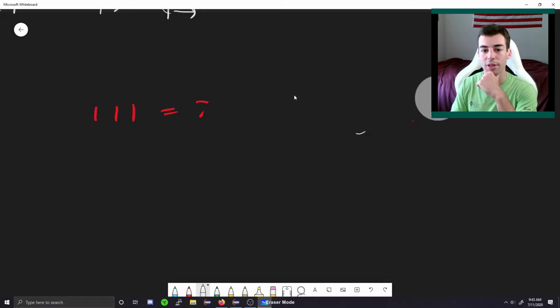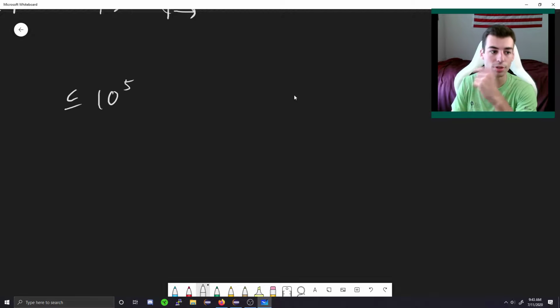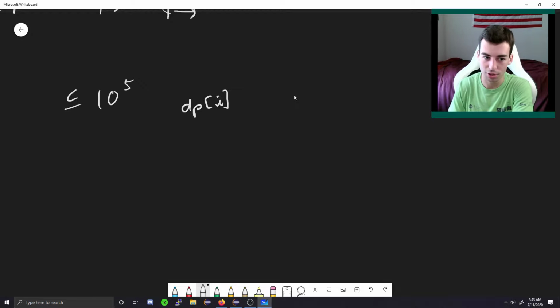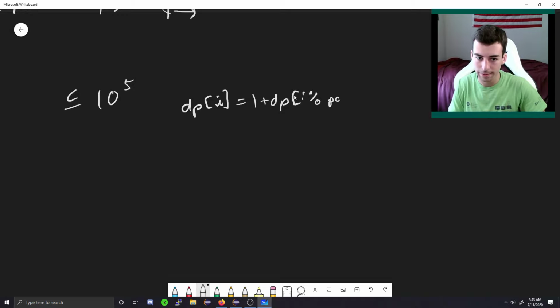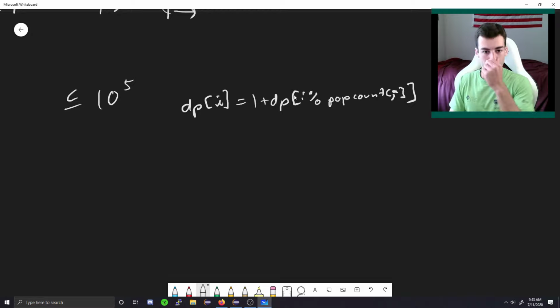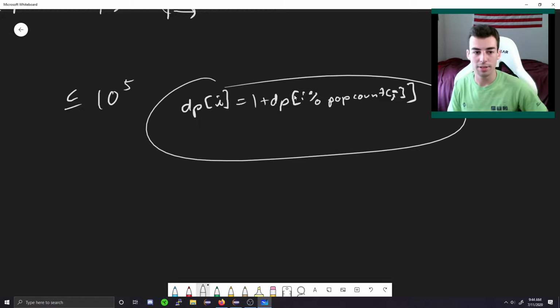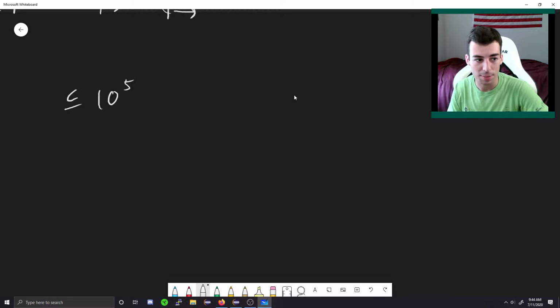So how do you do this? If the values are small, like less than or equal to 10 to the 5th, not the number of digits, then you could just do it naively. You could do a DP. So DP at i would be the number of steps it takes for i to get to 0. And this is equal to 1 plus DP at i modulo the number of 1-bits, the pop count, of i. So that's your DP, really easy to write, but you can't do that because n might be huge.